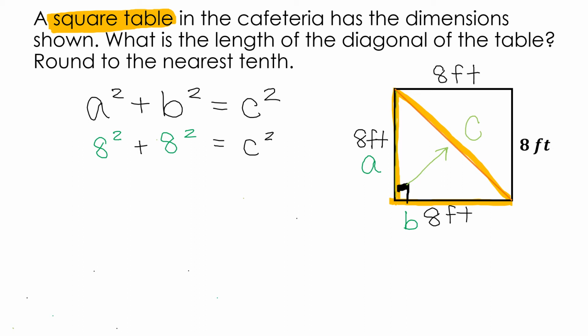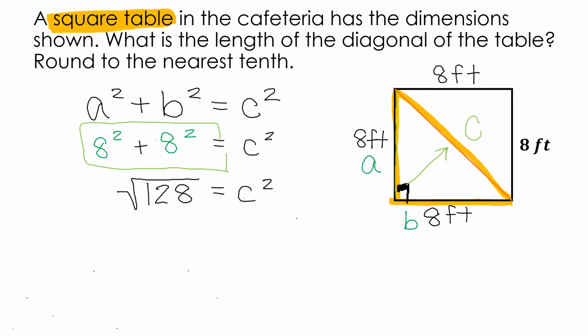So if you type 8 squared plus 8 squared into your calculator, you're going to get 128. Remember, you always have to take the square root in your final step. We always want to get rid of this exponent next to c. So we'll take the square root of 128 and the square root of c squared. Well, the square root of c squared is just c, since an exponent and a square root cancel each other out.